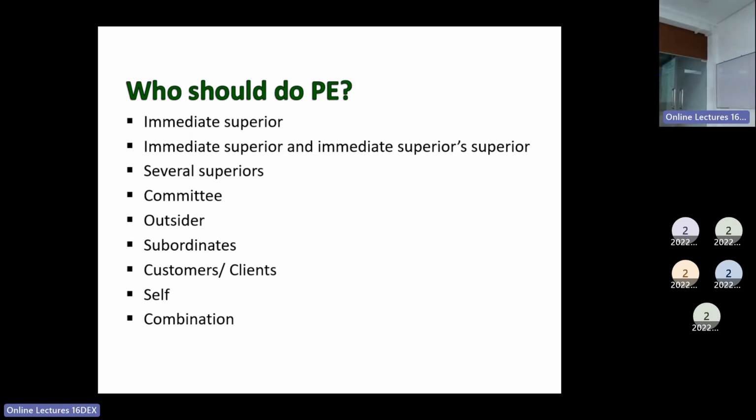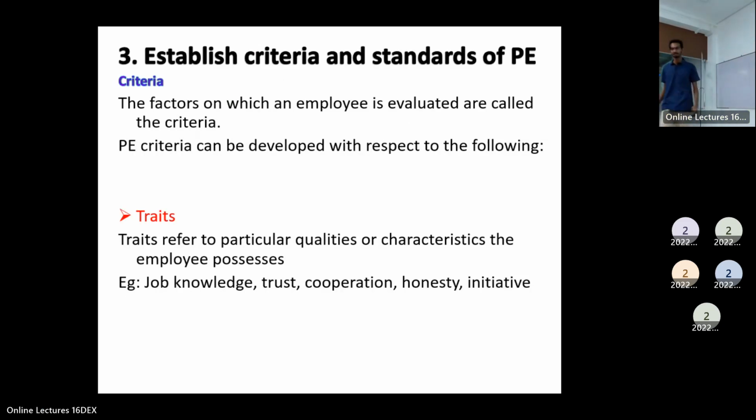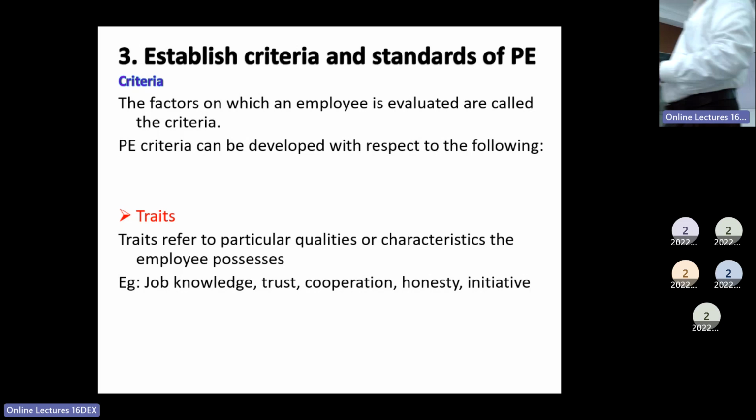Okay, we will discuss these things. So this is the last question we want to address. Then third is to establish criteria and standard performance units. So you have to have criteria. You can't measure the level of performance just by looking at the face of the employees.